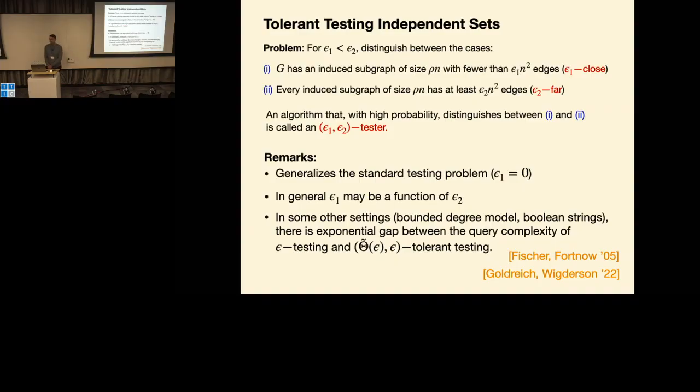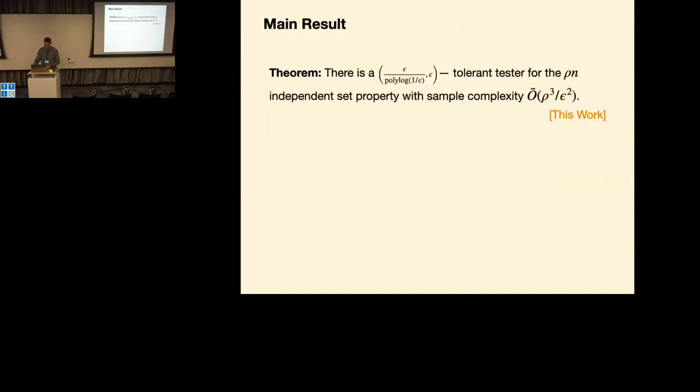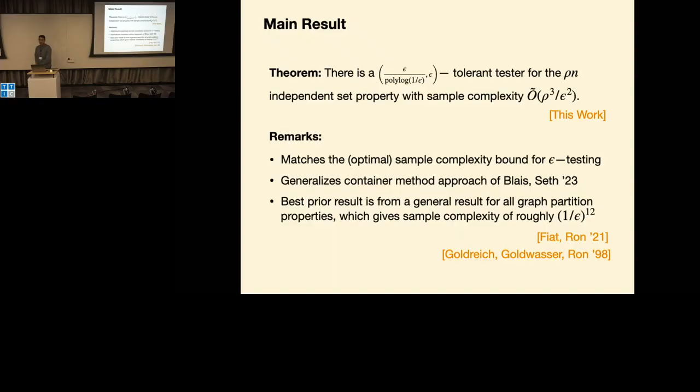And it turns out in some other models, there can actually be an exponential gap in the query complexity of the standard tester versus the tolerant tester in this parameter range. So what about the independent set property? What we show is that there's actually no gap at all. In this parameter range where epsilon 1 is roughly on the order of epsilon 2, there's a tolerant tester for the independent set property with sample complexity rho cubed over epsilon squared. And so up to logarithmic factors, this matches the same sample complexity bound for the standard tester.